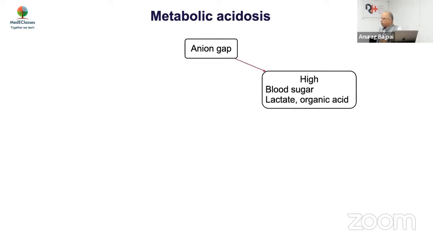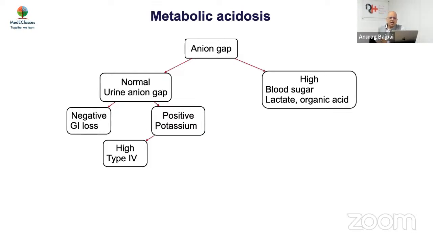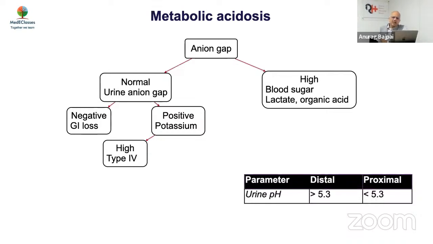In metabolic acidosis, look at the anion gap. If it's high, think of diabetic ketoacidosis, organic acidemia, lactic acidosis. If it's normal, look at urinary anion gap. If urinary anion gap is negative, which means ammonium production is normal, this is GI loss. If urinary anion gap is positive, which means it's a renal tubular problem, it is RTA. Look at potassium. High potassium means type 4 RTA. Then to distinguish between proximal and distal, urine pH is a good measure to look at, and FE bicarb can also be assessed. Now, when you're measuring urine pH, what precaution will you take in taking that urinary sample?